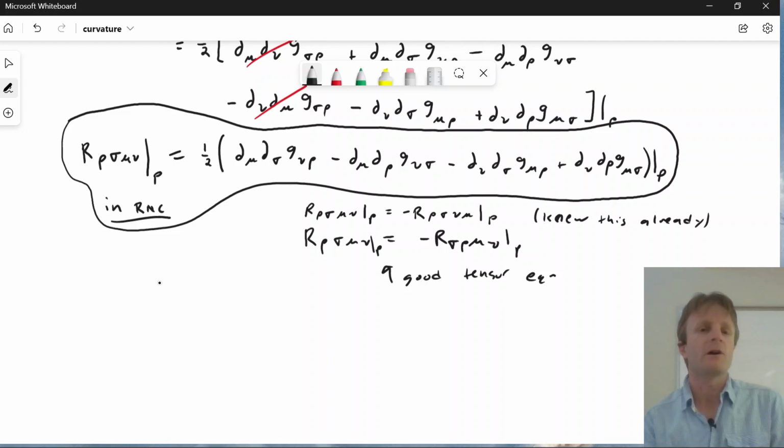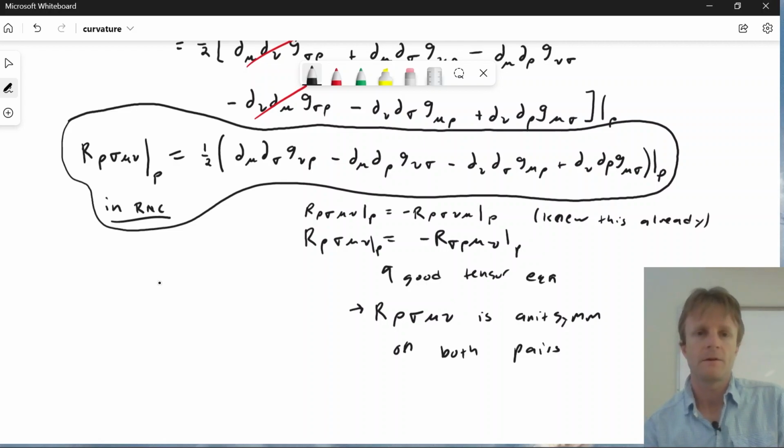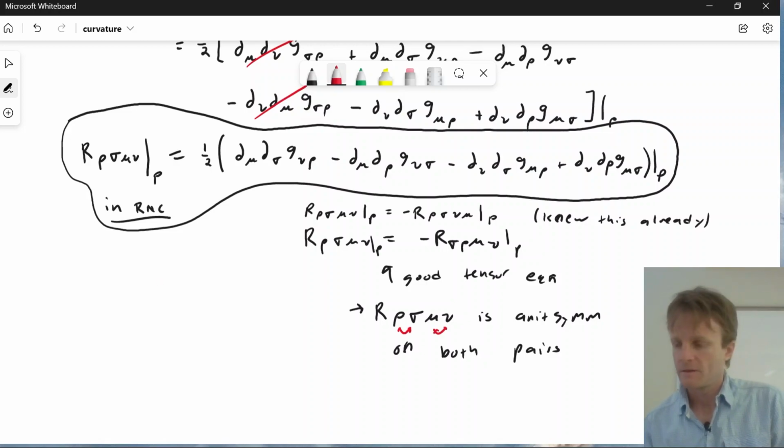There's no partial derivative of metric left, for example. Partial derivative of metric doesn't transform like a tensor. This thing circled is not a tensor equation, but now that we look at this particular implication of the circled thing, that is a tensor equation. And so we just know that this holds as a tensor. So the tensor R rho sigma mu nu is antisymmetric on both pairs, right? So you can swap the first two indices and you can swap the last two indices.